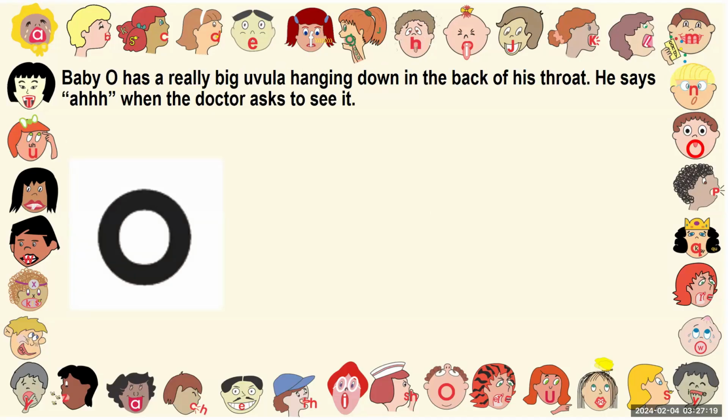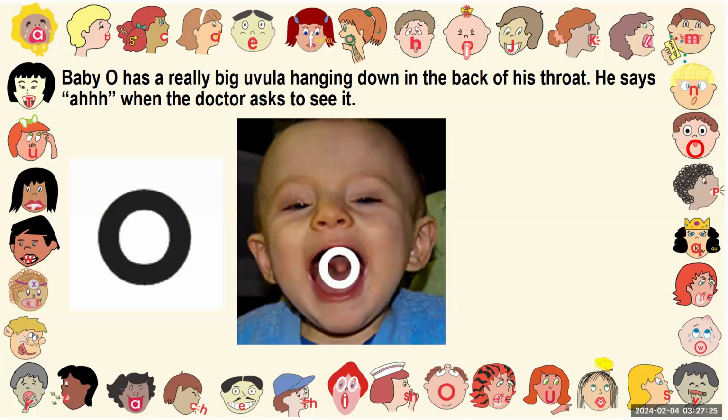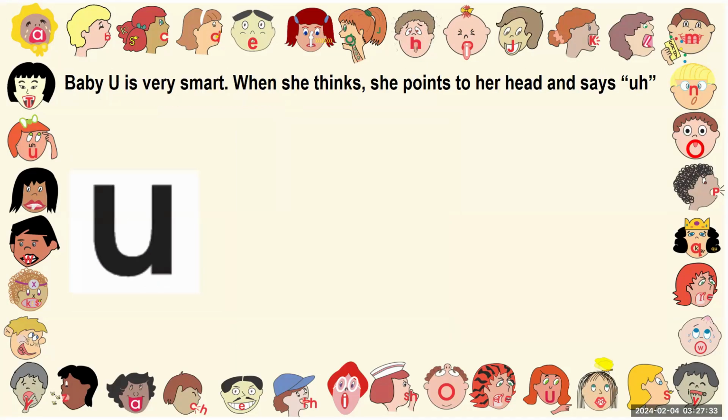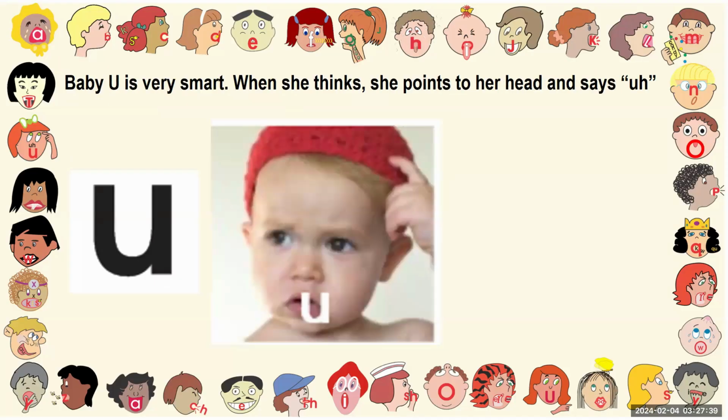When the doctor checks your throat, you open wide and you say ah. The doctor can see your uvula, that little flap hanging in the back of your throat. Ah. Baby U is very smart. When she thinks, she points to her head and says, uh, uh.